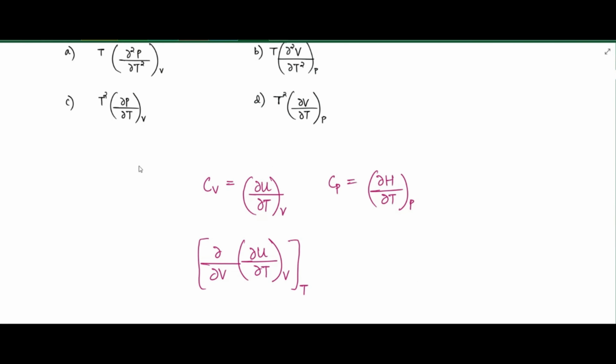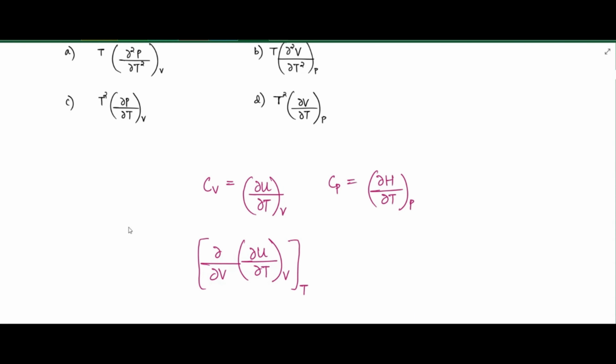Nothing. In place of Cv, I just substituted dou U by dou T at constant P. That's it. Okay? Now, see, U is a state function, and state functions will follow Euler's theorem. We studied that. So here, first I differentiated with respect to T and second with respect to V.